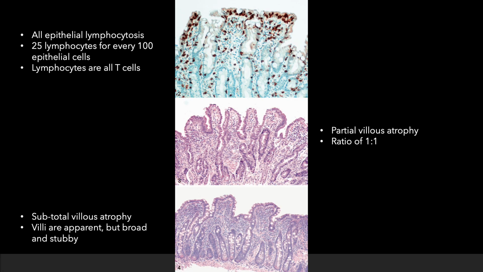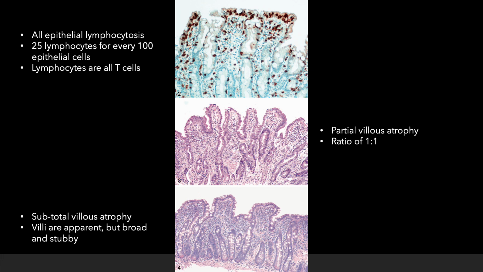So these are all examples of villi in someone who has celiac disease. So this top picture, there are in excess of 25 lymphocytes per 100 epithelial cells, and the lymphocytes are almost exclusively T cells. This second photo that's found in the middle is a representation of partial villus atrophy with a villus height to secretion depth ratio of 1-1. And remember, in a normal cell, we're looking for that to be about 5-1.